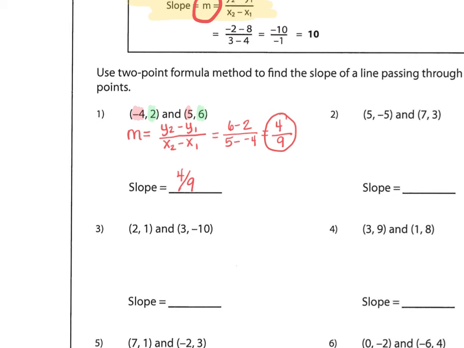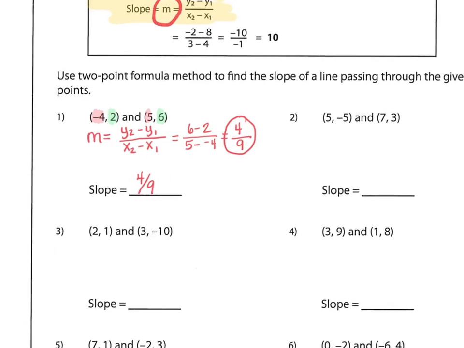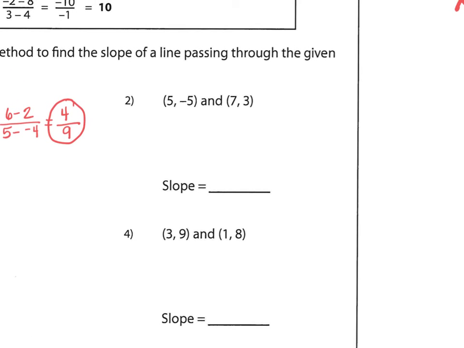Okay, let's look at number 2. I'm going to start by writing down my formula. M equals y sub 2 minus y sub 1 over x sub 2 minus x sub 1. Okay, so I'm going to subtract on the top my y's. So my y's are -5 and 3. So I'm going to subtract those, the second y minus the first y. So the second y is 3 minus -5.